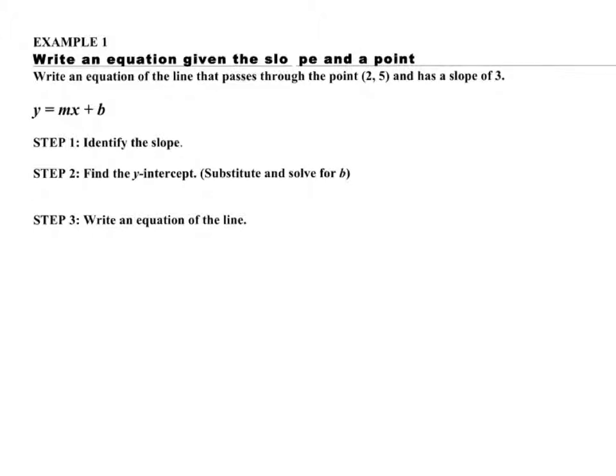Alright, so remember when we write our equations, we are looking for them to be in the form of y is equal to mx plus b. And we know that the m is our slope and our b is our y-intercept. So in all of these cases, we're looking for the slope and we're looking for the y-intercept.